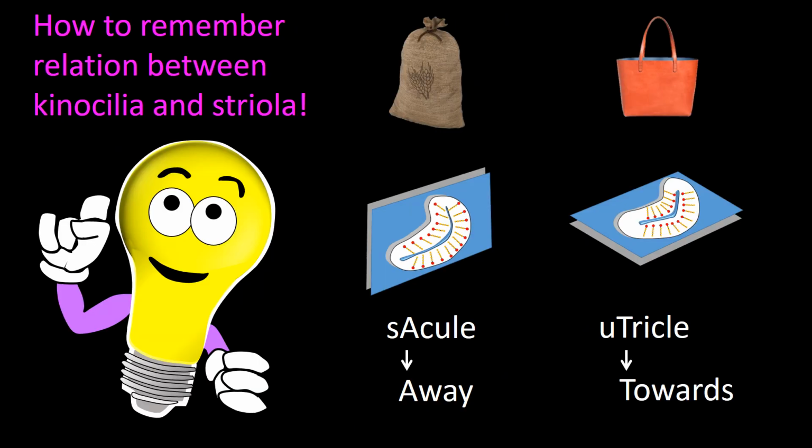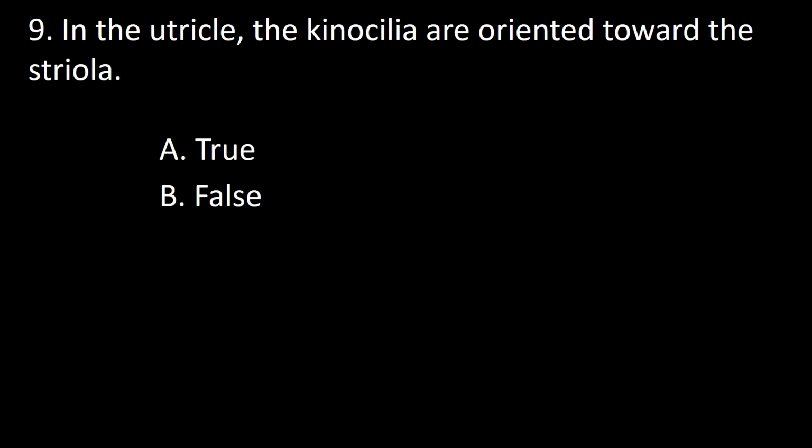Take a few seconds to look at this frame. The mnemonic master is giving you a clue as to how to remember the relation between the kinocilia and the striola. Notice that the second letter of saccule is A for away, and the second letter of utricle is T for toward. So the answer to this question is true. Next question.